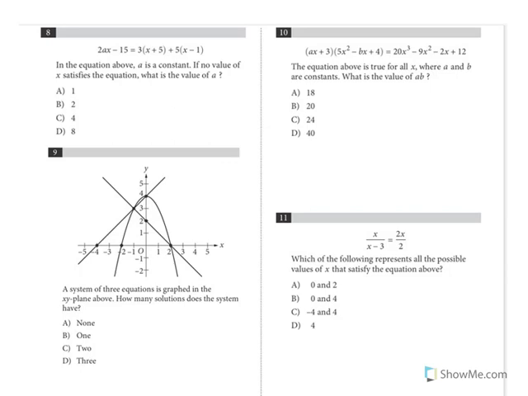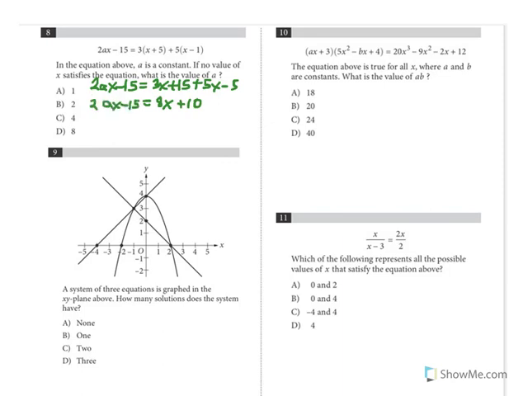Let's see here. What I want to do is go ahead and expand that right side. So 2ax minus 15 equals 3x plus 15 plus 5x minus 5. So 2ax minus 15 equals 8x plus 10. Here we go. All right.